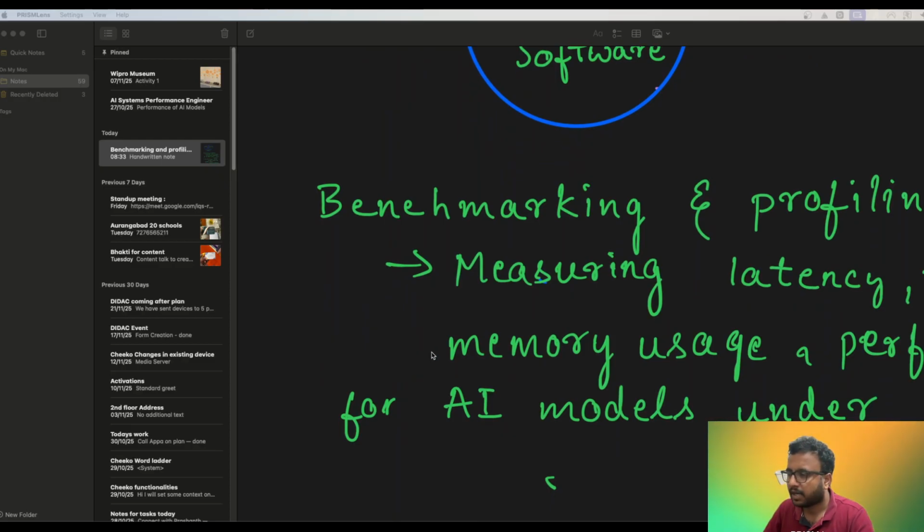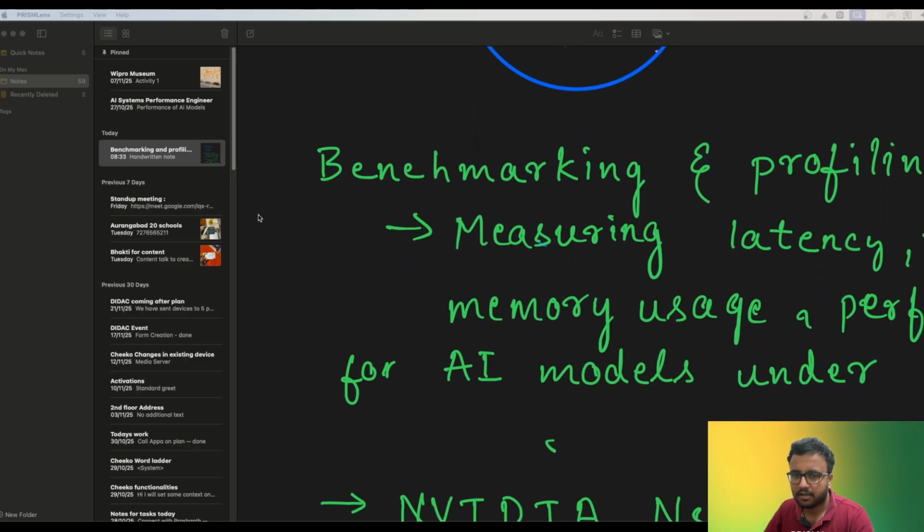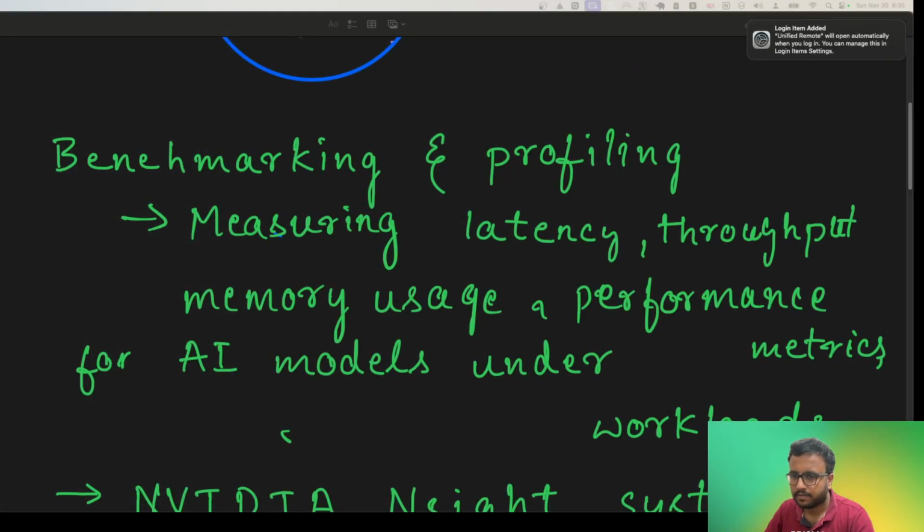So coming to the benchmarking and profiling, the major, give me 1 second. I will just change the this one and I will transition. Yeah.